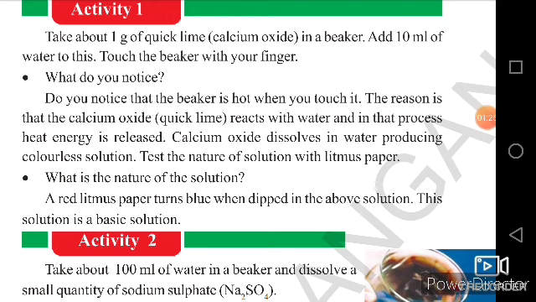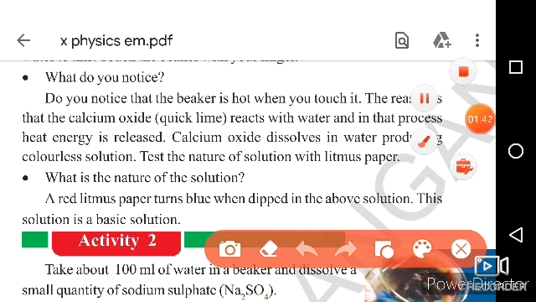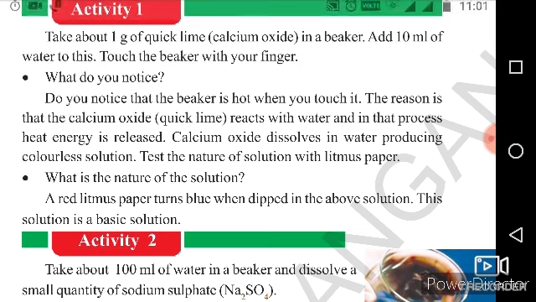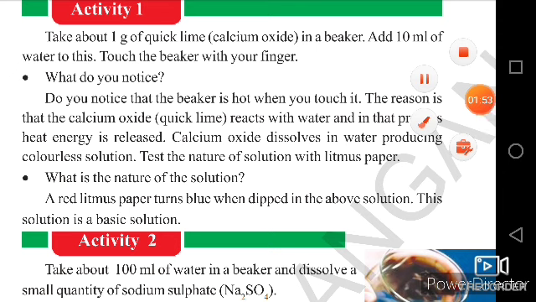Next, second characteristic, heat changes. First look at the activity 1. Take about 1 gram of quicklime, calcium oxide, in a beaker. Add 10 ml of water. Once you touch the beaker with your fingers, what will happen? What do you notice? You will notice that you will feel hot.